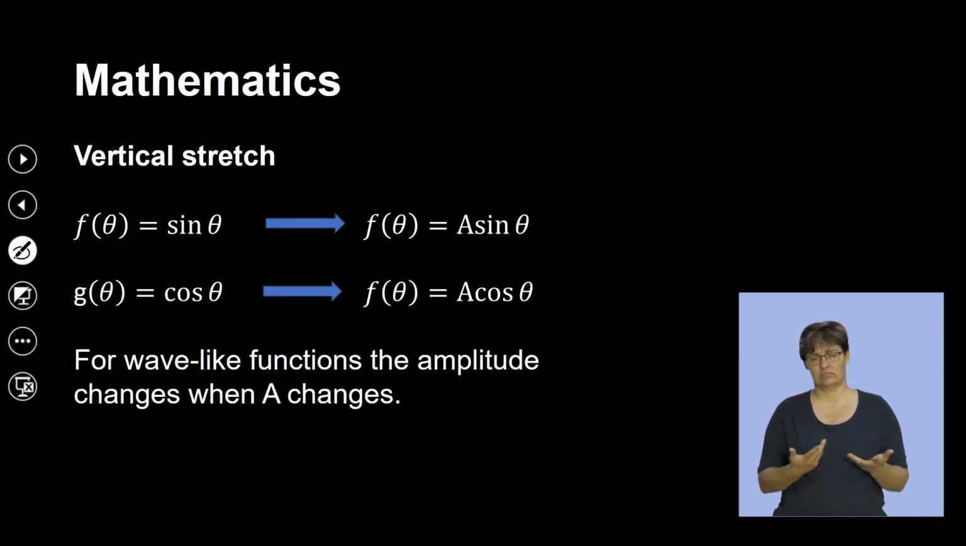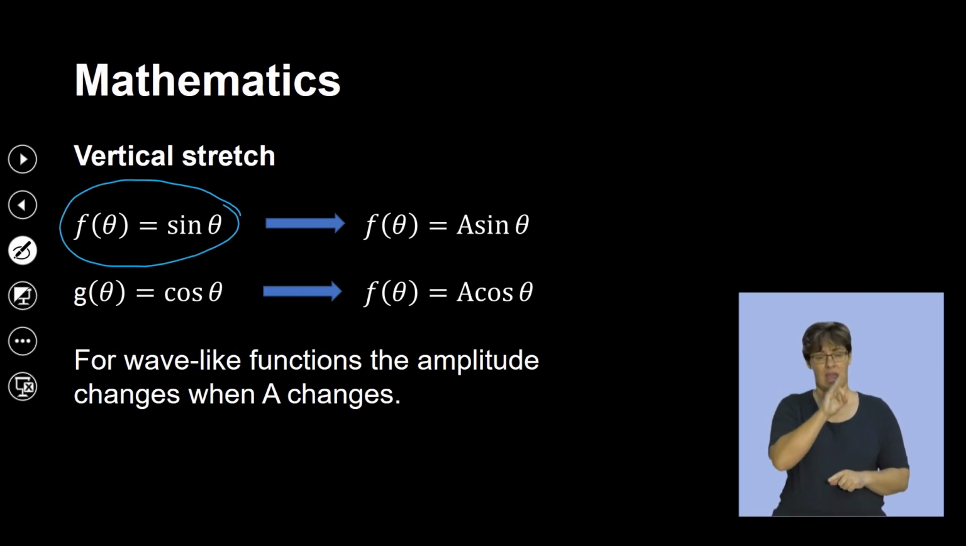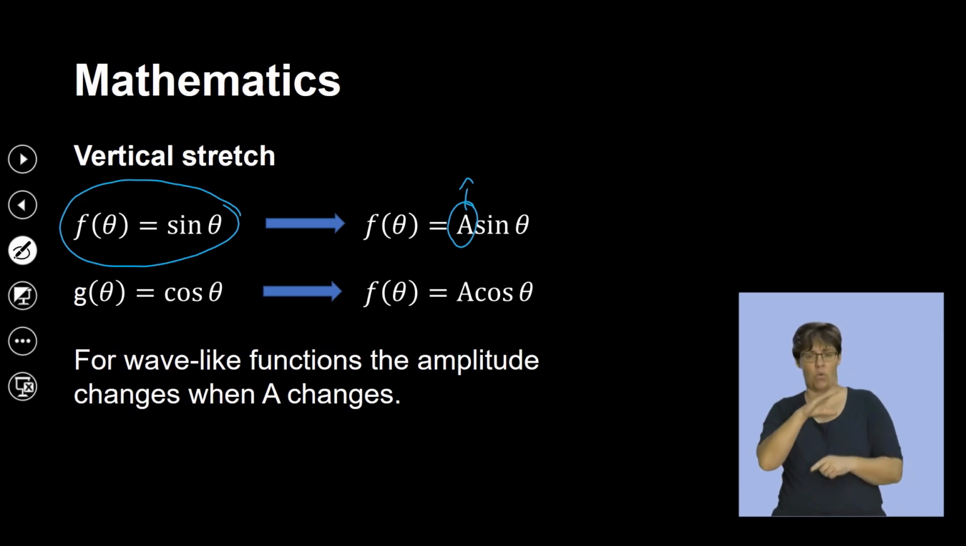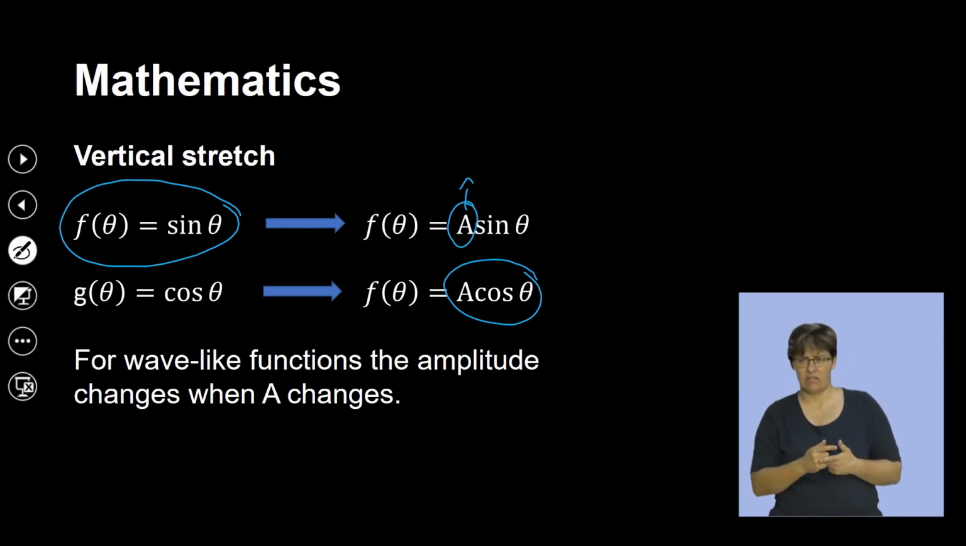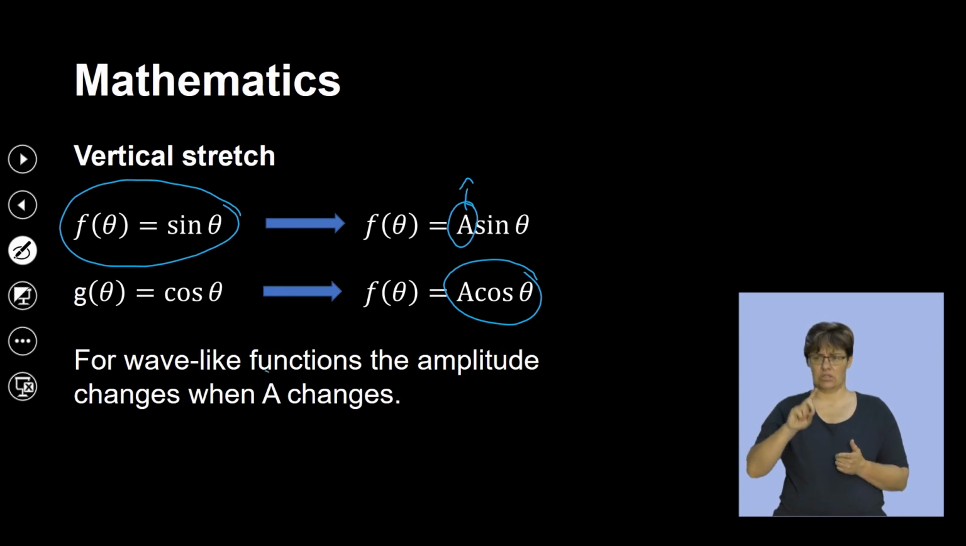With a vertical stretch, you can see that to move from f of x, which is sine of theta, to f of x equals a sine of theta, the a represents a vertical stretch. Similarly with the cos graph, to go there, the a represents the vertical stretch. For wave-like functions, the amplitude normally changes when the value of a changes.